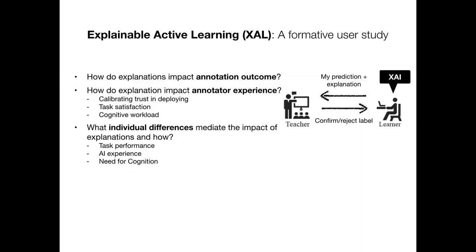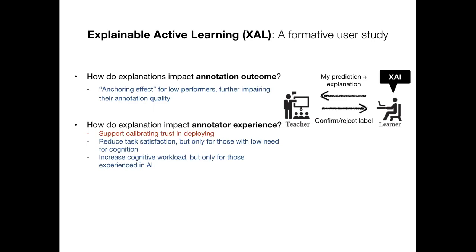We conducted a formative study to inform the development of new algorithms and system design for explainable active learning. With limited time, I'll skip study details, but give an overview of the research questions and answers. Our controlled study compared explainable active learning and vanilla active learning in both the annotation outcome and annotator experience. Another important point we address is the mediating effect of certain individual differences. That is, whether explainable active learning benefits certain groups of people more than others.